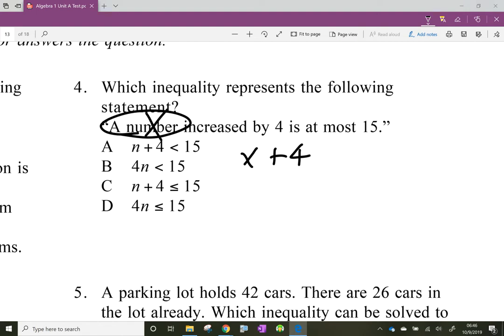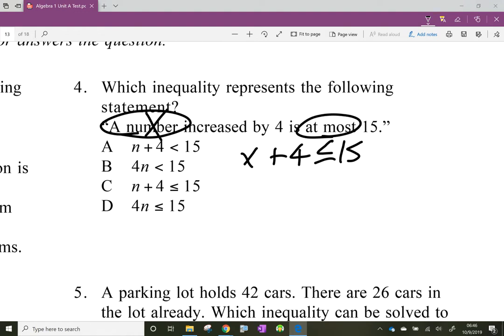Now this is where it can be tricky. If it's at most 15, then it can be less than 15, right? And it can be equal to 15, but it cannot be more than 15. So therefore, x plus 4 is less than or equal to 15. So at most would mean the less than or equal to sign.